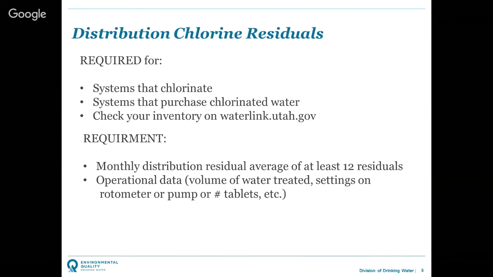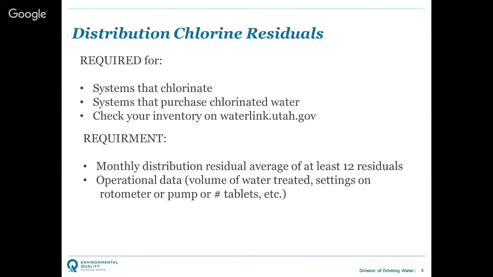If you take 5 coliform routines per month, you can use those 5 numbers, but you've got to supplement. You need to take an extra 7 to get to the 12 residuals per month. And keep in mind, it should be 3 per week.